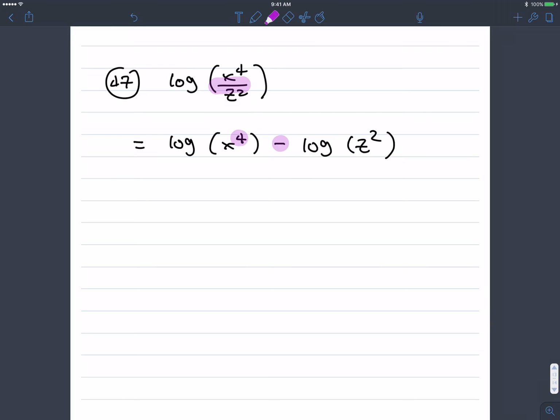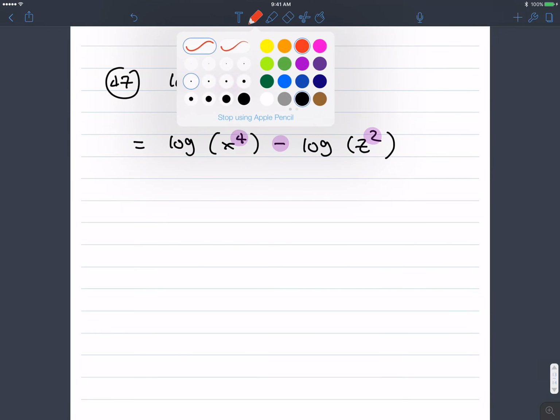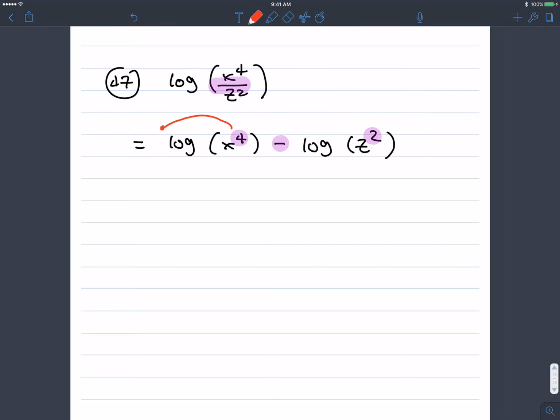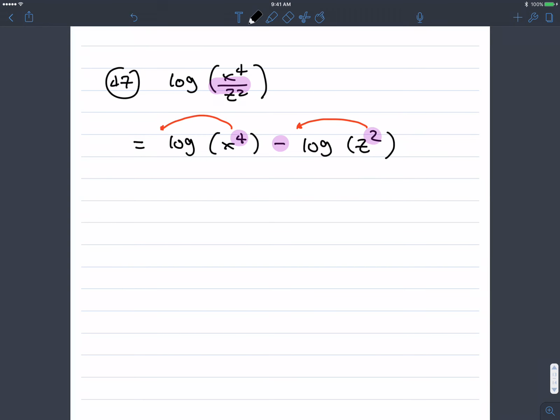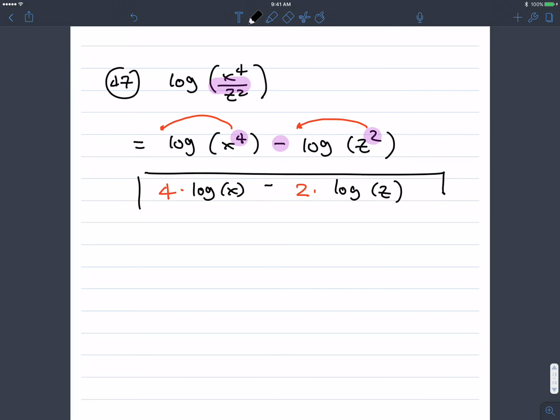And again, notice you have a power, so you can now use the power rule. You can pull out that power 4, pull out this power 2. So you're going to see now 4 log x, that's really now minus 2 log z. Practically done in 2 steps. That's number 47.